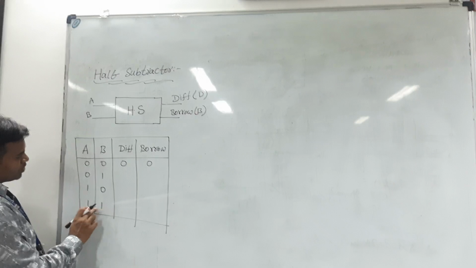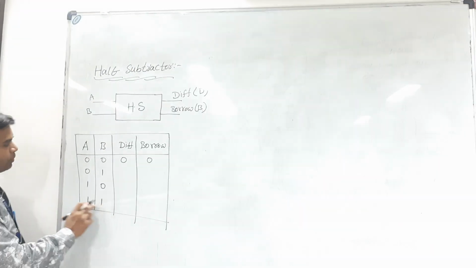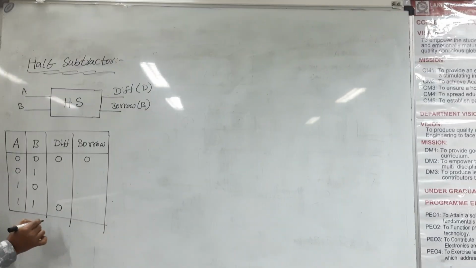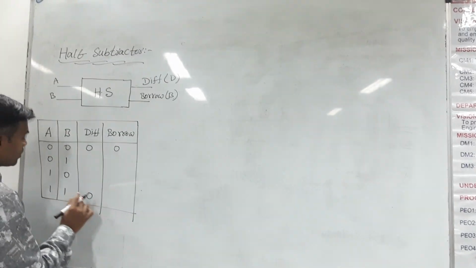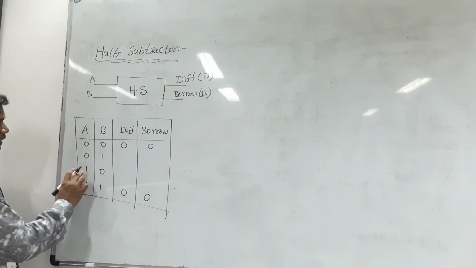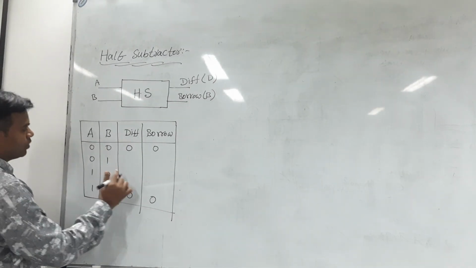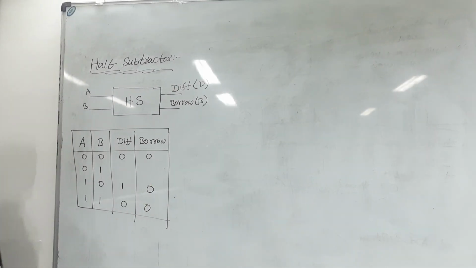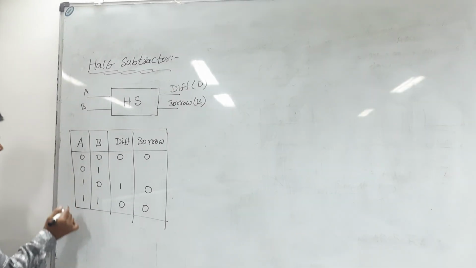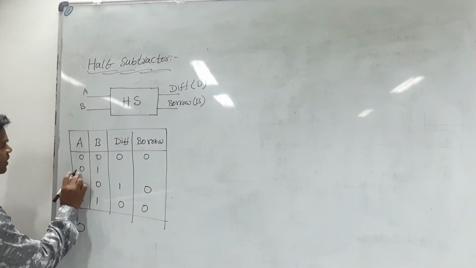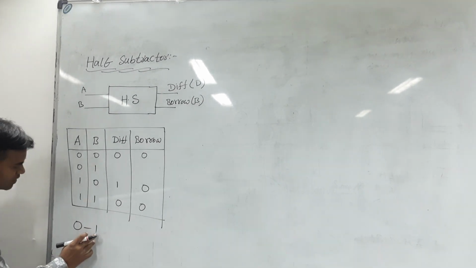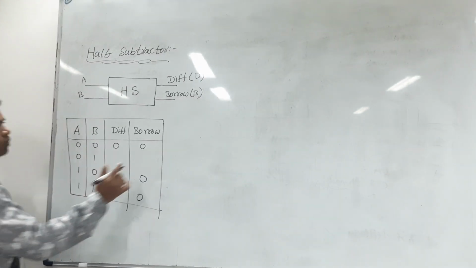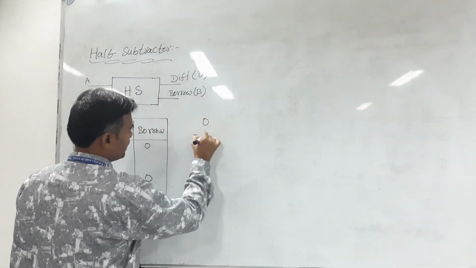Come to the last input combination, 1 1. Between 1 and 1, what is the difference? 0. Is any borrow required? Not required, put a 0. Then subtract 1 minus 0. Difference is 1. Is any borrow required? Not required, that's why put a 0. Next one is 0 minus 1, which means subtract 1 from 0.